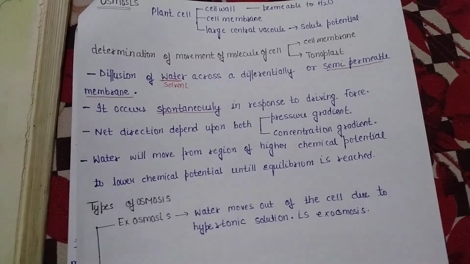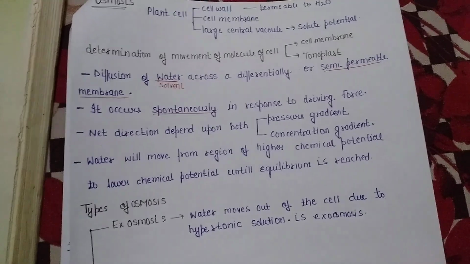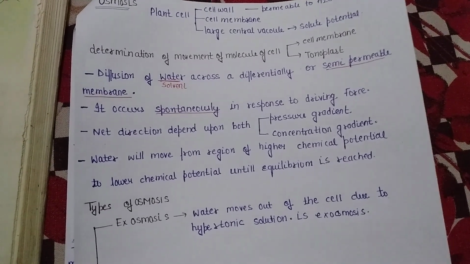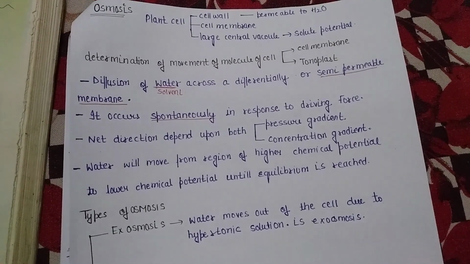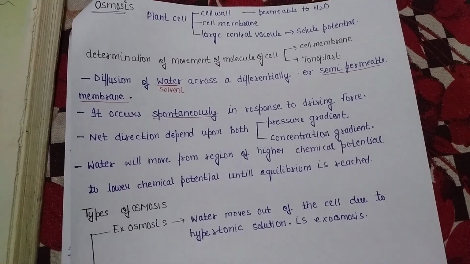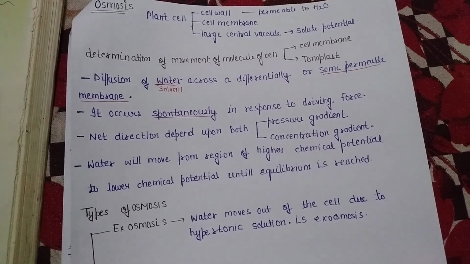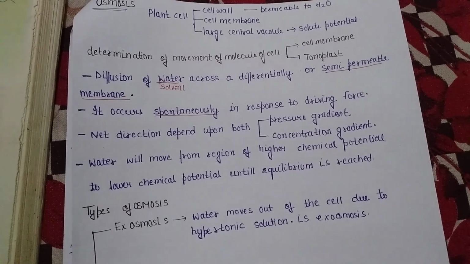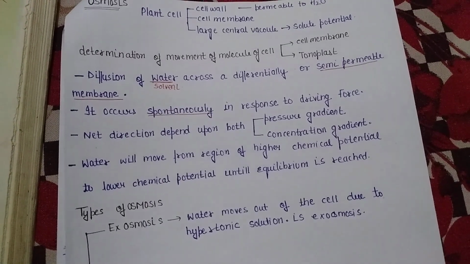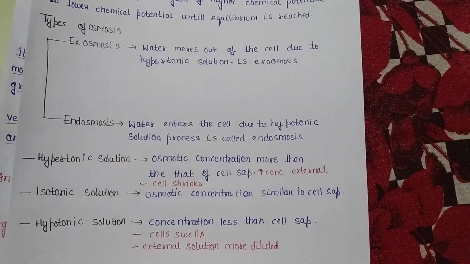Osmosis is the diffusion of water across a differentially or semi-permeable membrane. It occurs spontaneously in response to a driving force. Net direction depends upon both pressure gradient and concentration gradient. Water will move from a region of higher chemical potential to lower chemical potential until equilibrium is reached.